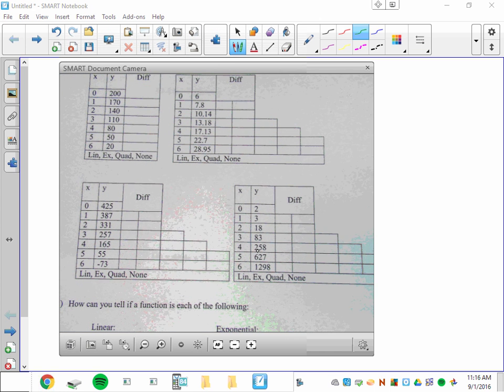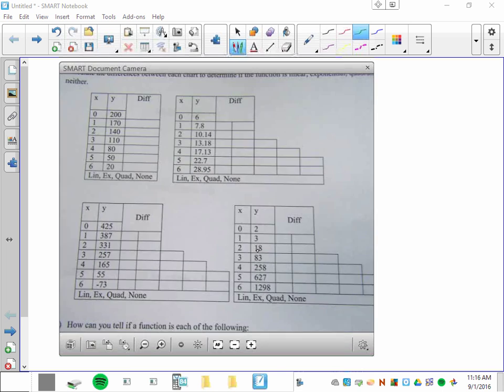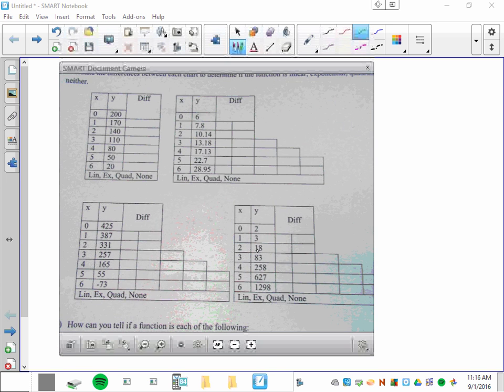Today we're working on linear, exponential, or quadratic. So here are 4 different functions. We need to figure out what the pattern is for each one, and I'm going to show you how to use your calculators to figure out what the equations are.